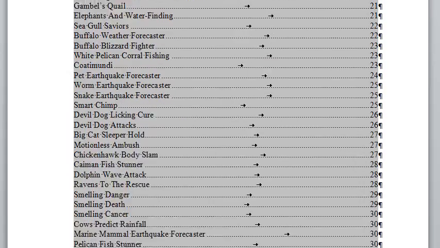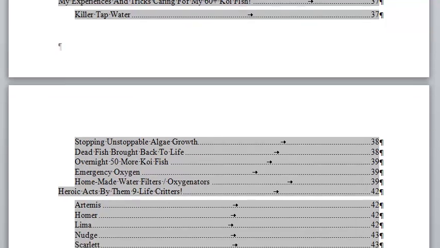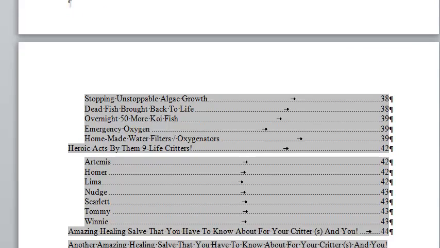Then I go into my experiences and tricks caring for my 60 koi fish. I had some experience with the koi fish. A couple of them died because I messed up. I tell you what I did, so you wouldn't make the same mistake, in case you want to get some koi fish. Koi fish are great. These guys are dang near indestructible, and I'll tell you about that at the beginning of the story.